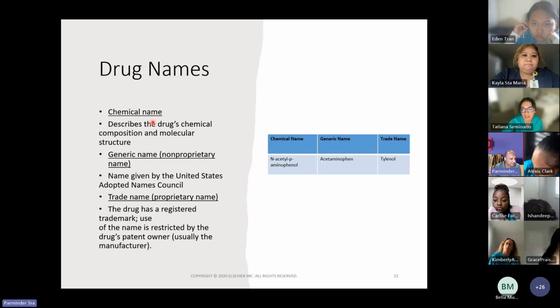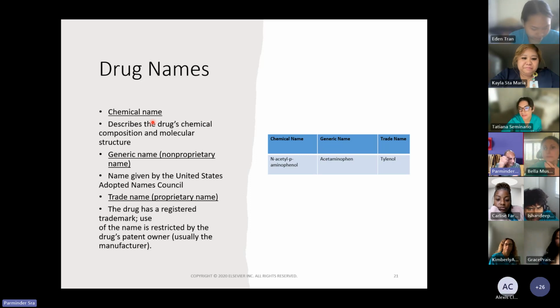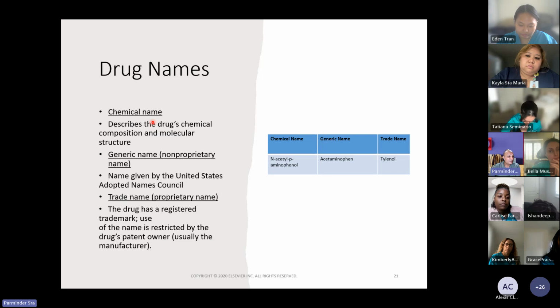Everybody know about acetaminophen? Tylenol's active ingredient is acetaminophen. Now, Tylenol is the brand name, which belongs to whoever developed it first and registered it. After the patent expires, anybody could develop it under acetaminophen, but nobody can call it Tylenol. It's the same thing.